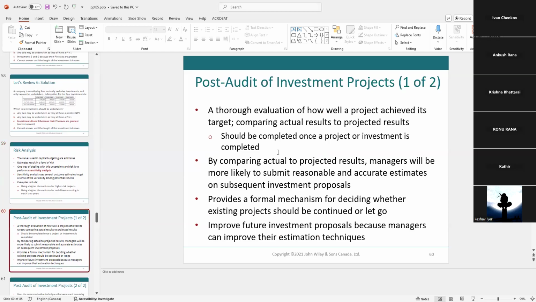What is the post-audit of an investment? That will be a thorough evaluation of how well the project achieved its target. Basically, if we accept the project based on the calculation and make the investment, after that we have to see if what we did was the right thing or not. We do that by comparing the actual to projected results, and that will be our check. It provides a basis for deciding whether the existing project should be continued or stopped.